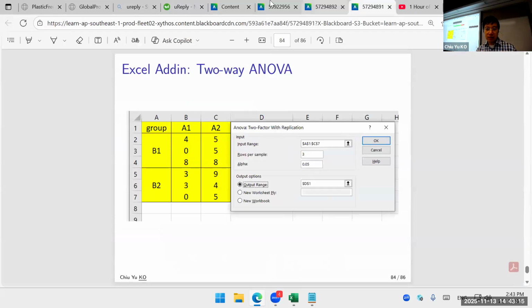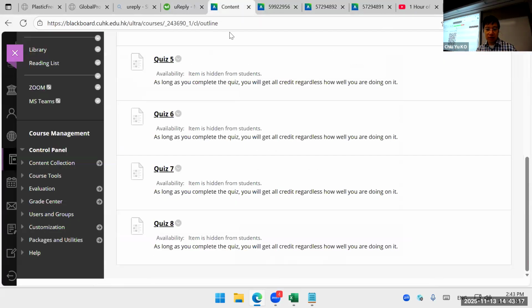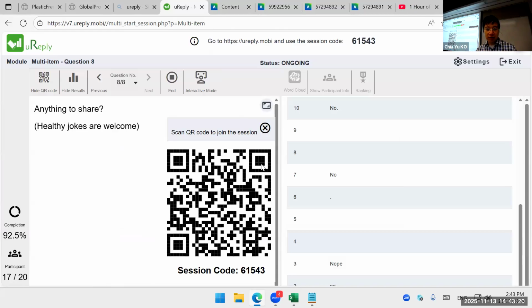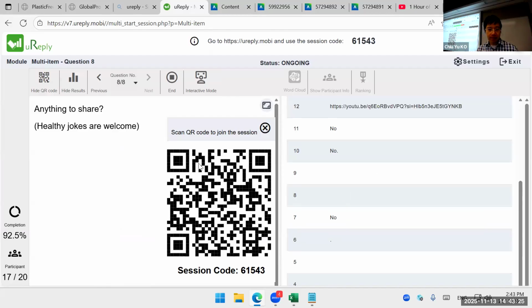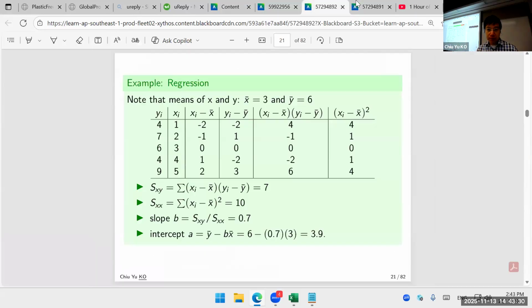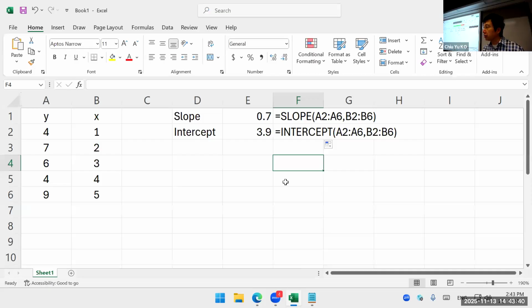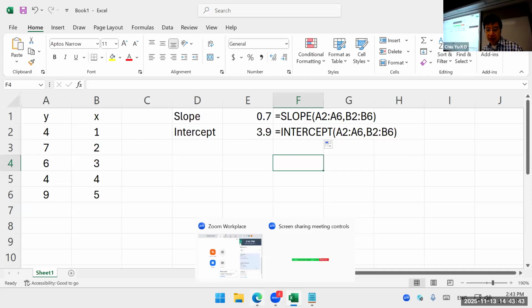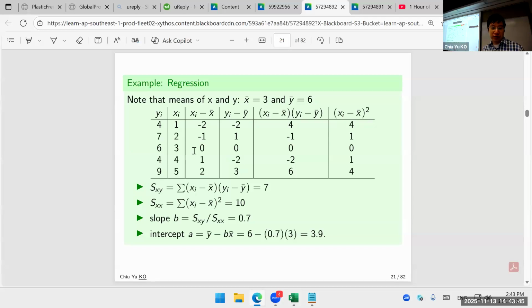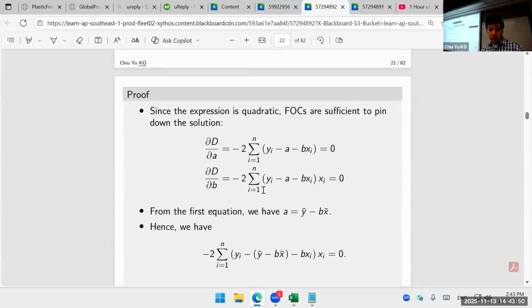Now let's continue our journey, which is our regression. We know how to do the slope, do the intercept, and I showed the Excel function, so we don't have to worry too much about the calculation. But if you do, that will be just a bunch of calculation based on an Excel spreadsheet. You can actually do it quickly, right? And this is a proof.